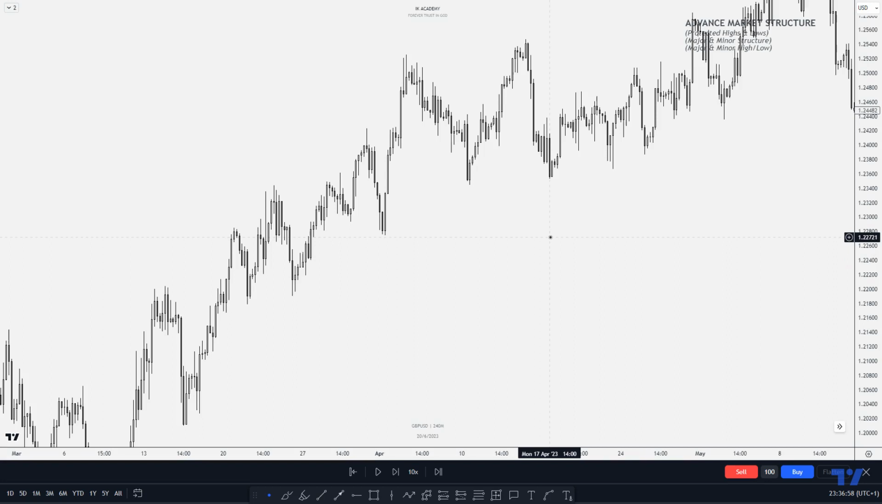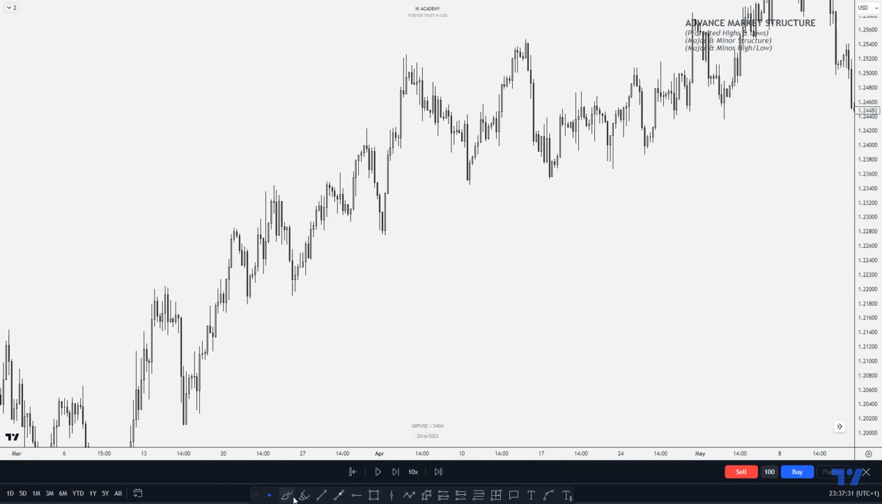All right, guys. So this is a continuation of the previous video on advanced market structure. So we're going to look at GBP USD, I think 4 hours time frame. We're going to look at price and then show you how you can look for major structure and minor structure, with the ability that you get from being able to identify major and minor highs and lows in the market. So let's go.